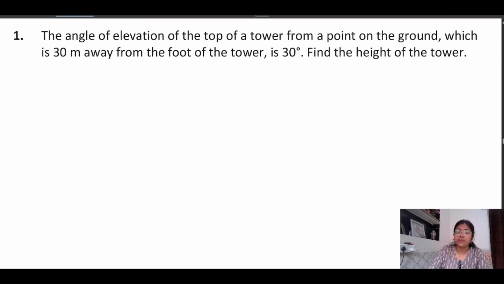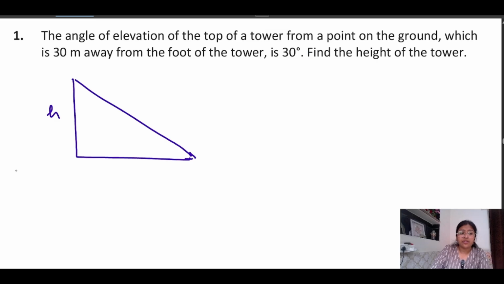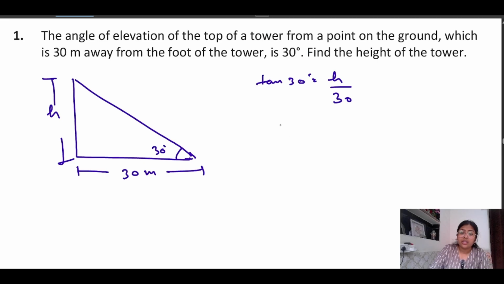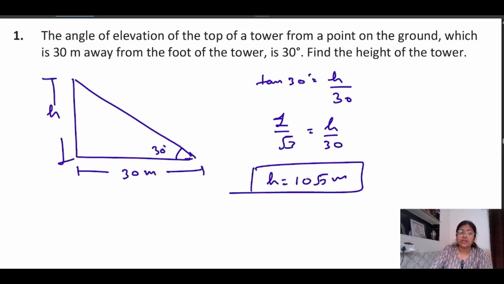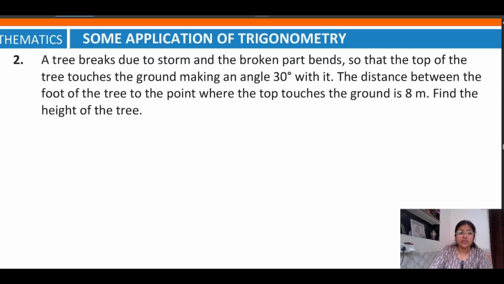Yes, try this question on your own. The angle of elevation of the top of a tower from a point on the ground which is 30 meters away from the foot of the tower is 30 degrees. Find the height of the tower. Yes, make the figure. The angle of elevation is given, that is 30 degrees, and the distance from the foot is 30 meters. Which ratio? Tan ratio. Yes, apply the tan ratio. Tan 30 equals h over 30. The value of tan 30 is 1 over root 3. The value of h is 10 root 3 meters. Yes. Now try another question.